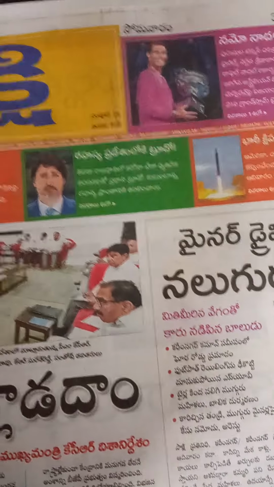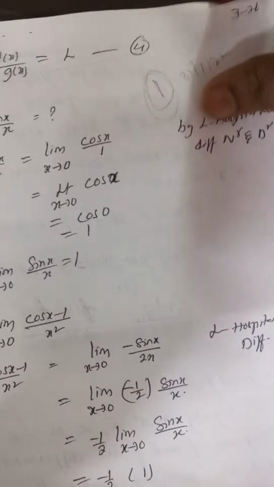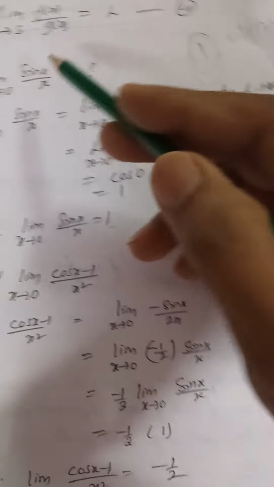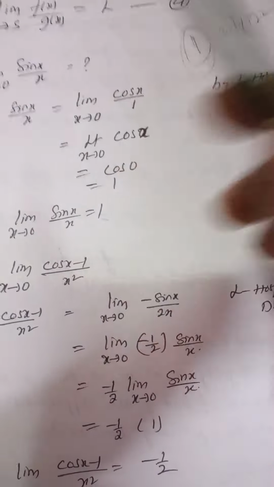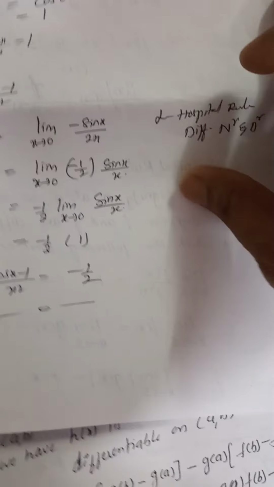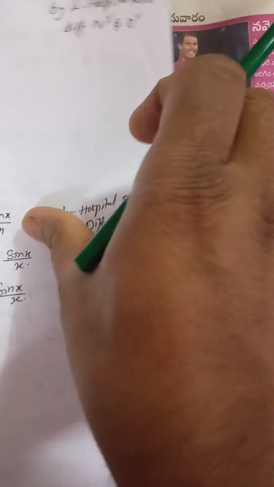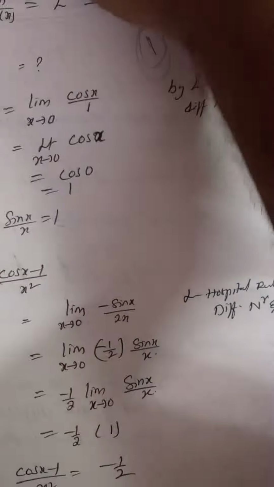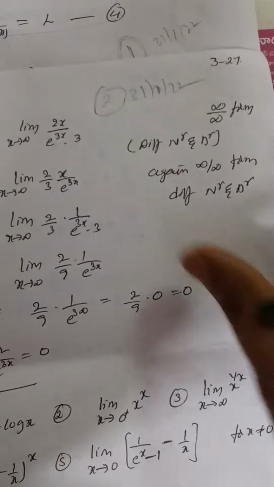Right? Now, next problems. So I am posting it once again. Limit, we know that, this is already repeated now, sin x by x is 1, and the cos x minus 1 by x square is minus 1 by 2. Okay, done. Next one is the homework problems. Please cross check this one.